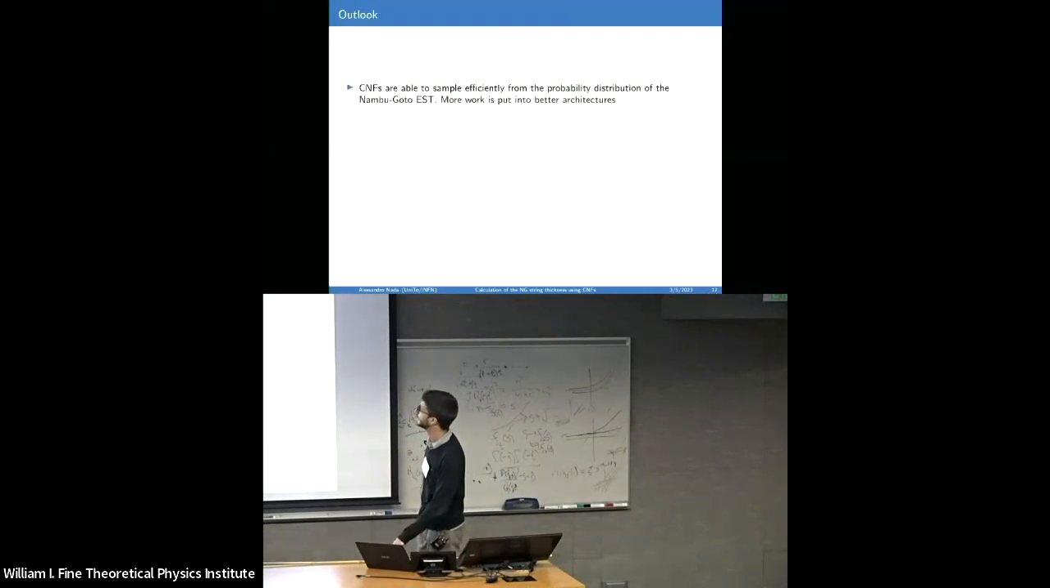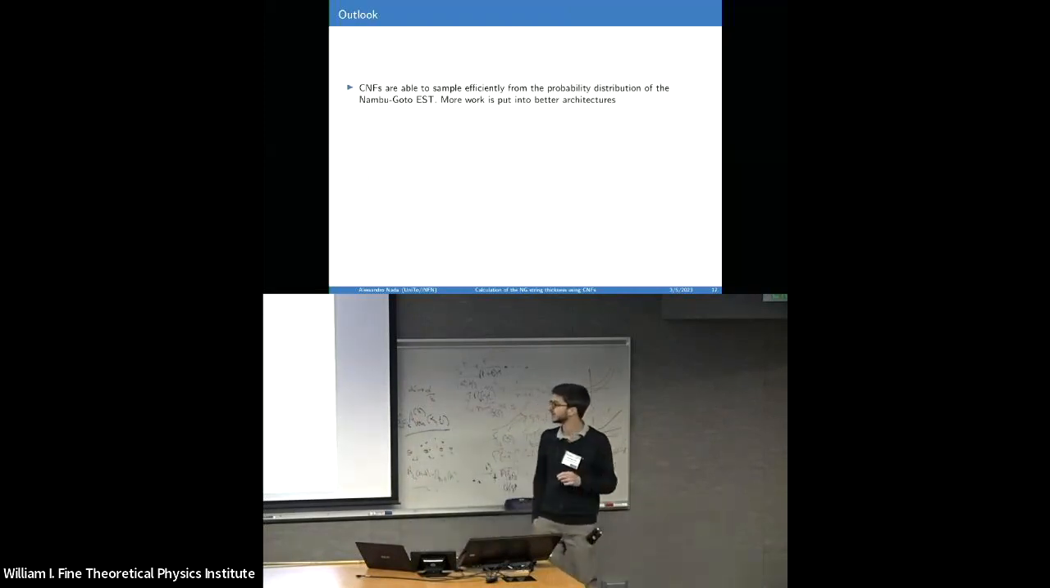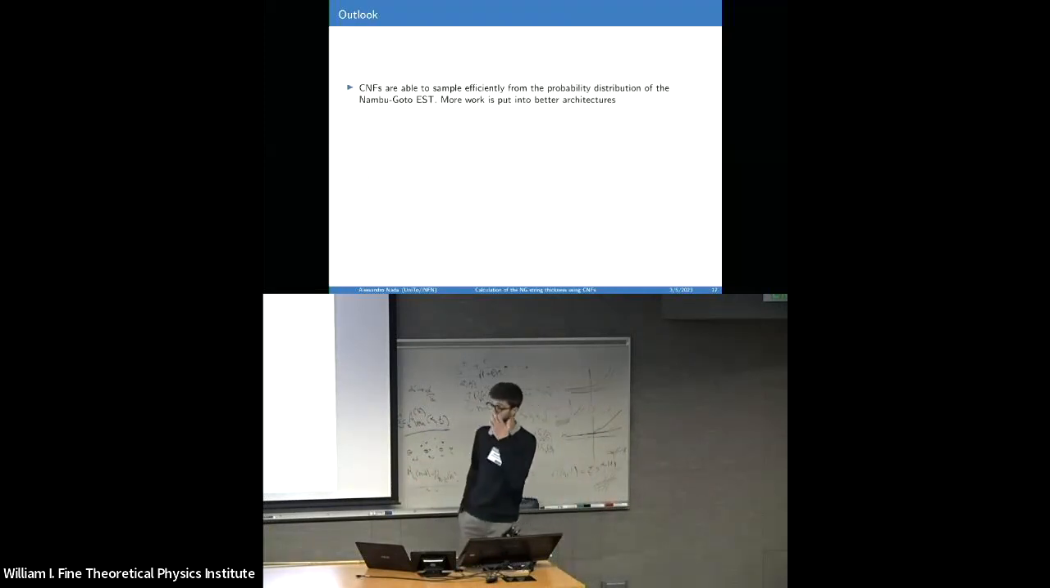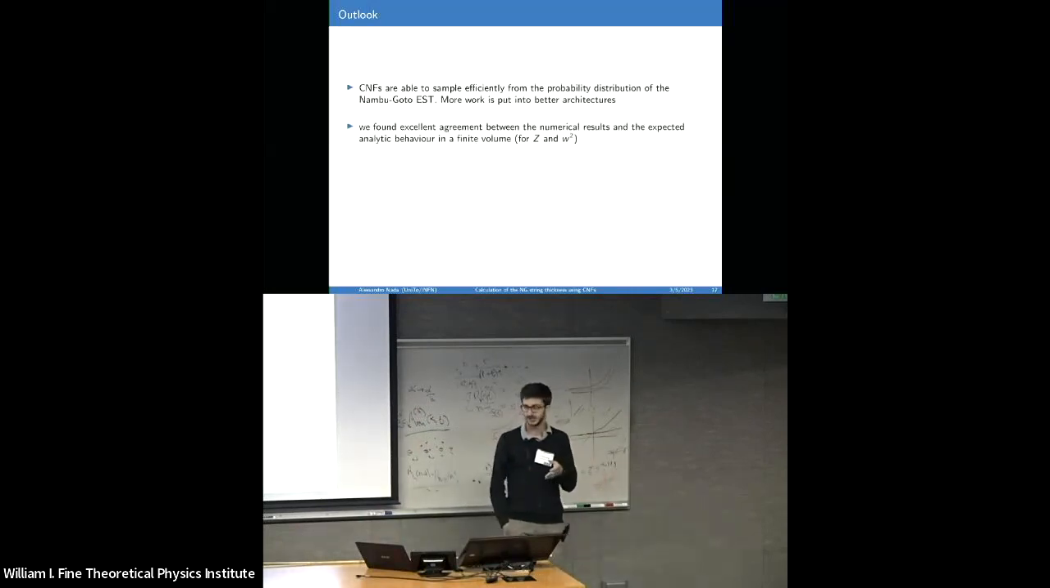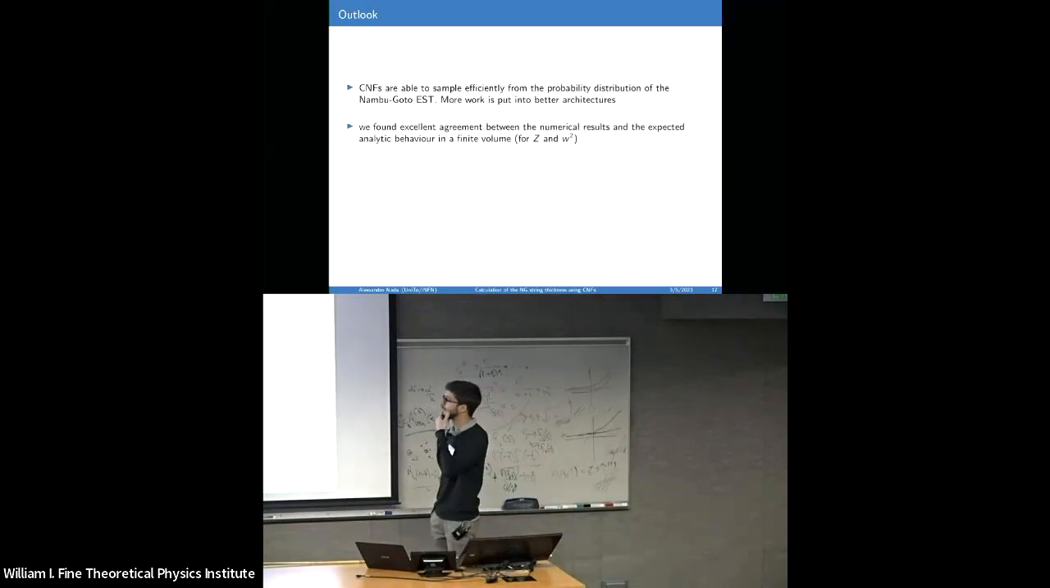So I think I'm out of time. This was, in my opinion, non-trivial: the idea that we can sample efficiently the probability distribution of the Nambu-Goto action. Of course, we need more work to understand what's the best architecture to do so. We found excellent agreement both for the partition function and the thickness, and this essentially tells us that maybe we can trust these kinds of architectures to do numerical simulations of the Nambu-Goto string.